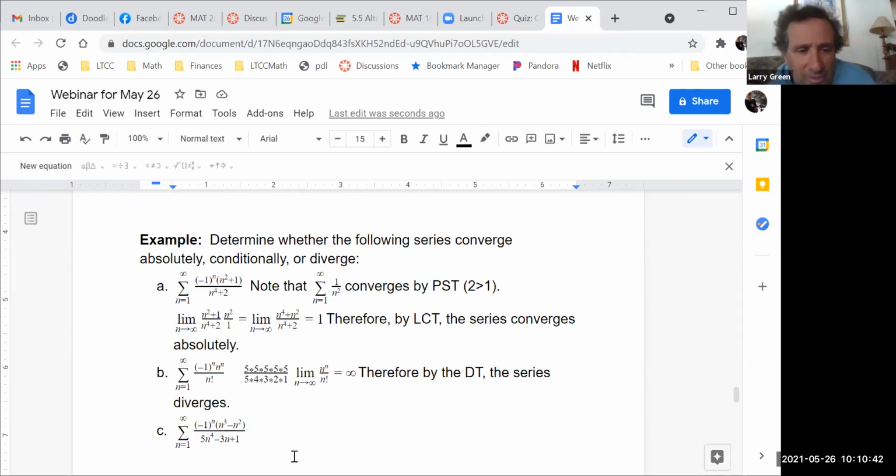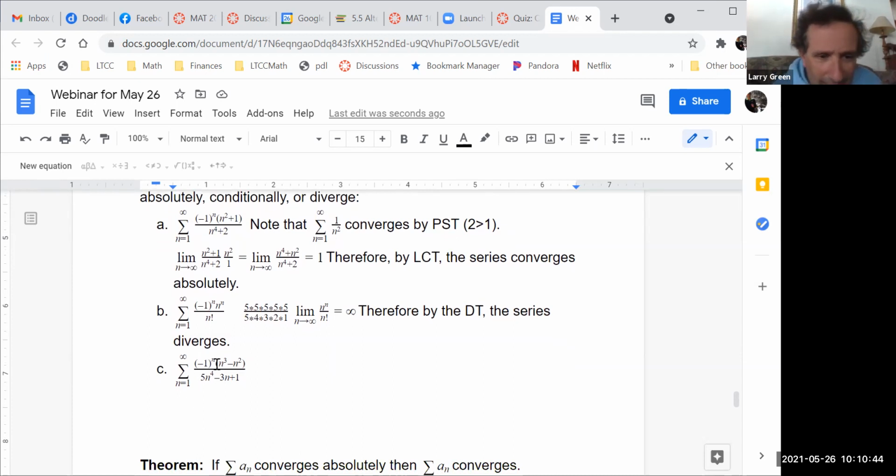You look at the last one, and if you ignore all this minor stuff, it looks like negative 1 to the n over n. Do you see that? Part C? Okay, there's a 5 there over 5n, but the 5 is not important. So it's negative 1 to the n over n. It looks like the alternating harmonic series. So let's try showing it converges conditionally, because that one converges conditionally.